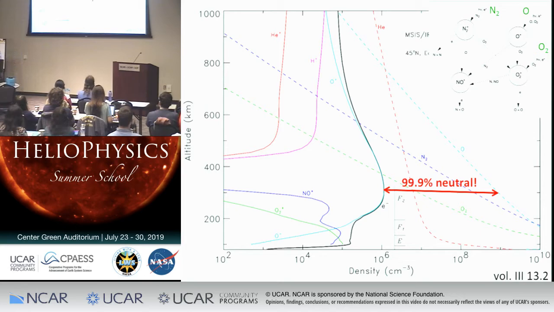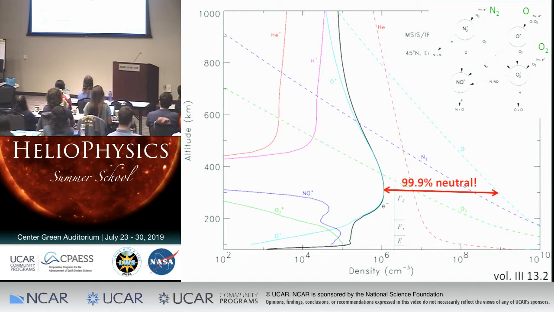There's my chemistry diagram. Here is, as a function of altitude again, the density, now plotted correctly in centimeters to the minus 3, not meters to the minus 3. This is the density of electrons, really. Or sorry, no, these are the densities of each one of these constituents. Electrons are just in the black. So here is atomic oxygen. Here's molecular oxygen. Here's molecular nitrogen. Here's helium, which is its own molecule. Here is the ionized versions of each one of those.